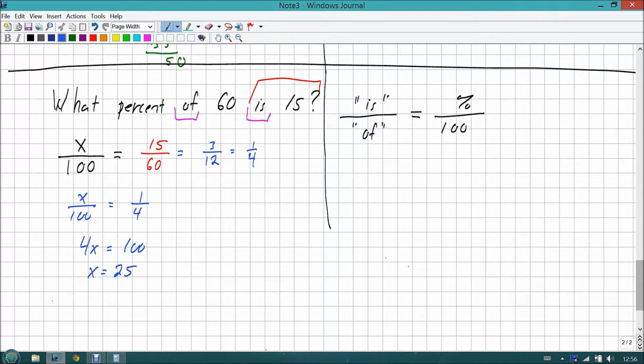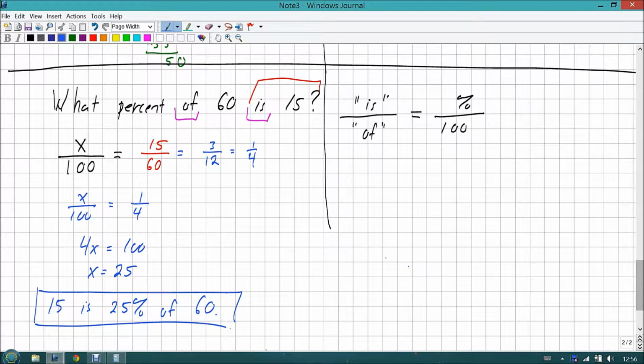So I would say 15 is 25% of 60. And that would be my answer. What I'm looking for on these is this nice little ratio. It's a good rule of thumb to go by. It's better to understand than it is to just go by rules of thumb all the time. But this will definitely help for a long time.